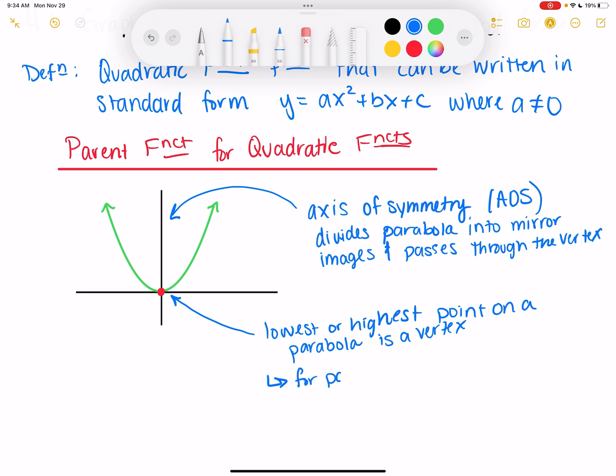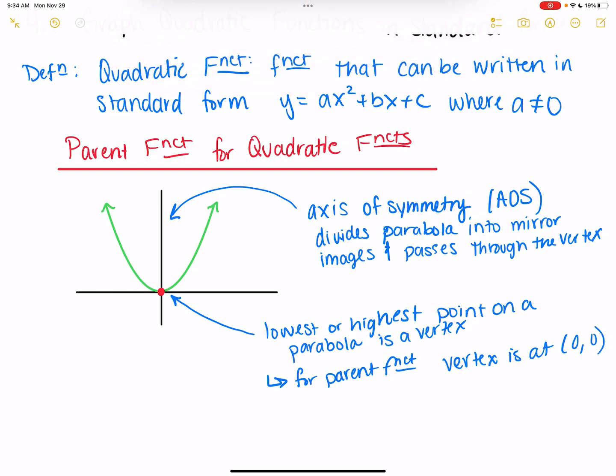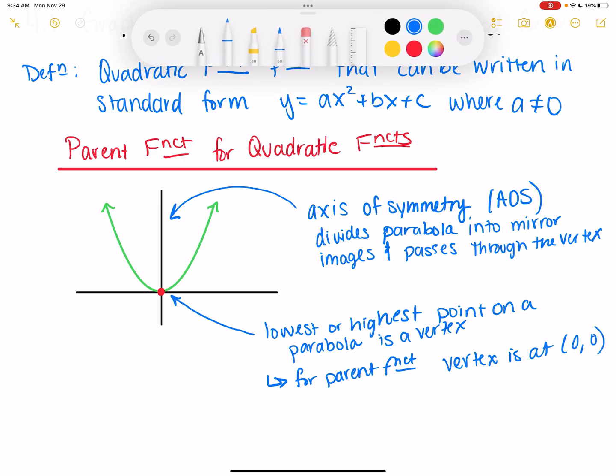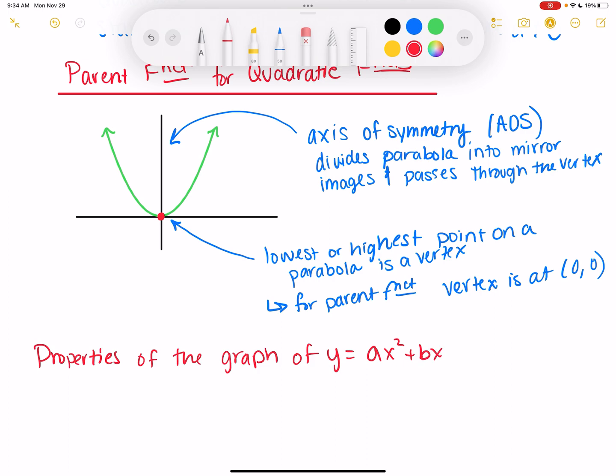For the parent function, the vertex is at 0, 0. Properties of the graph of y is equal to ax squared plus bx plus c.